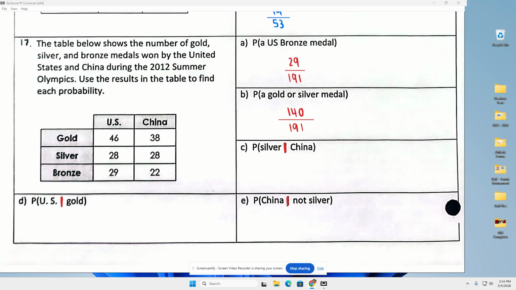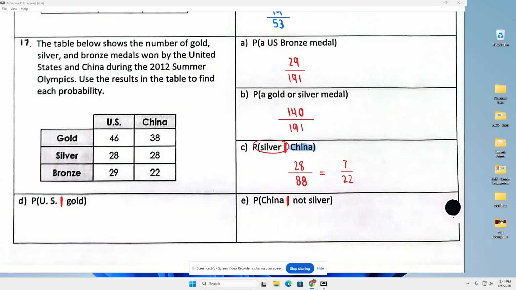Okay, moving along. Probability that it's silver given that it's from China. So we are focused right here on those who won a medal from China. So my bottom number is going to be all those people. 38 plus 28 plus 22, I got 88. 88 people from China won a medal. Now from that group, how many won silver? Well, that is 28. I know that one will reduce. So 28 over 88 reduces down to 7 over 22. Pretty easy, right? I hope you guys agree. You'll have a couple of those on the quiz, and I think you'll do really well.